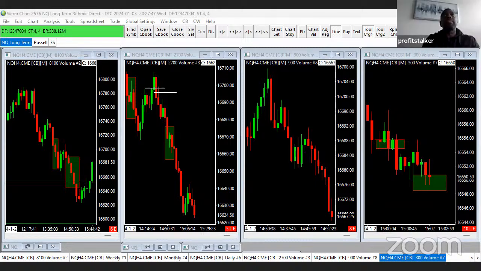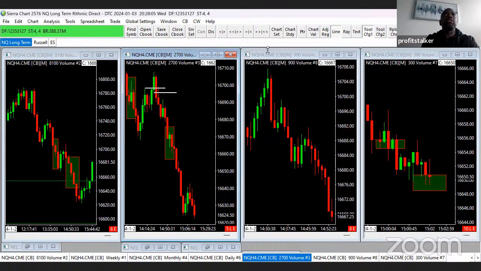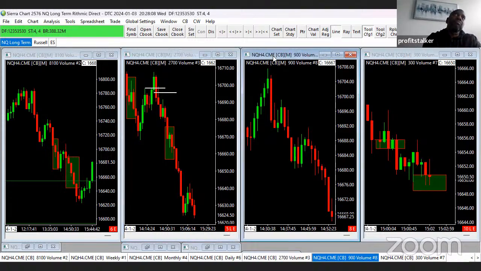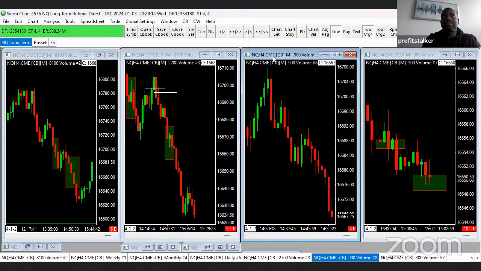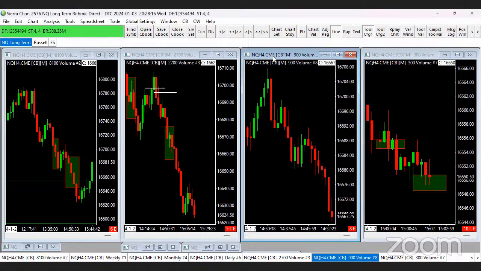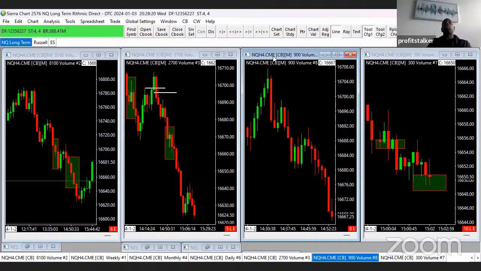So what I do is I go to my 2700 to see where my momentum is. And then I line that up with my 900, which tells me where my trend is. And then I go to my 300, which is my timing mechanism. I do that in sequential order so that I can ensure that I'm trading with the trend and momentum of my largest time frame.